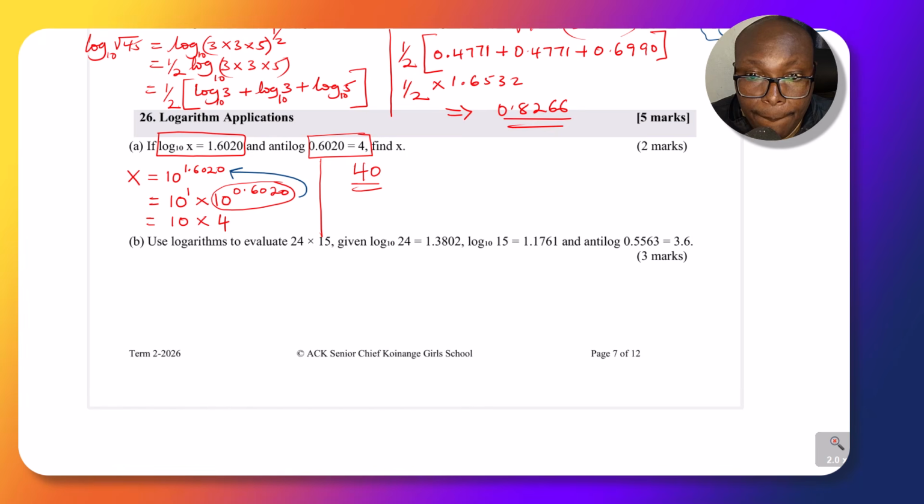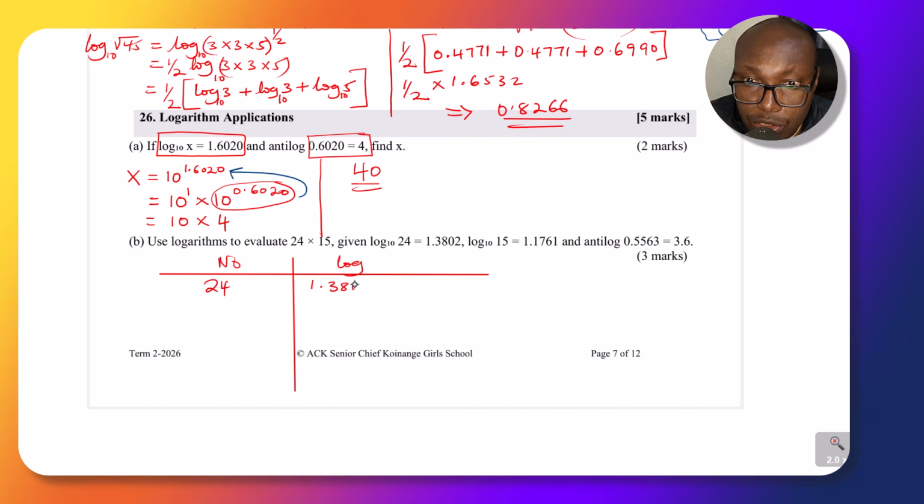We go to part B. You're supposed to use logarithms to evaluate 24 times 15, and you're given the log of 24, the log of 15 to the base of 10, and also the antilog. So the easiest way, I'm going to use a table, number, and then I don't need to write the standard form because already the log is given. So this is how you're supposed to do it. So you have 24. The logarithm of 24 is given as 1.3802.